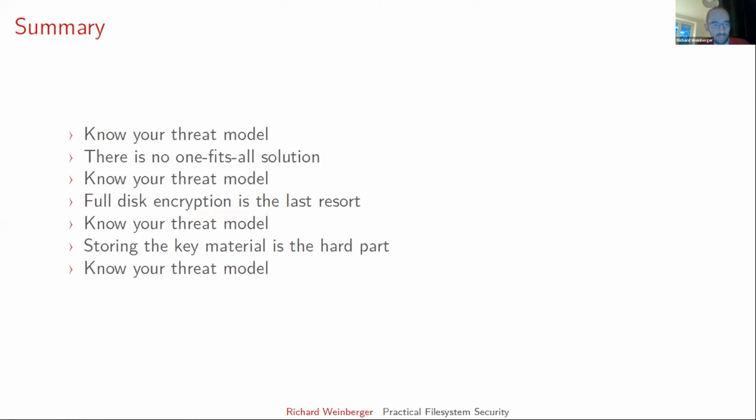So, last slide. In summary, know your threat model. This is really important. You have to know what you want to protect yourself from. There's no one-fits-all solution. Disk encryption is the last resort. Please consider encryption on the application level or on the subdirectory level. And actually, the hard part is where to store the key material in a way that an attacker cannot extract it.